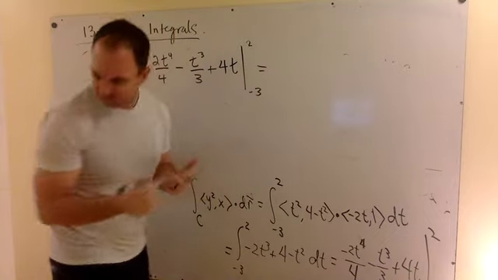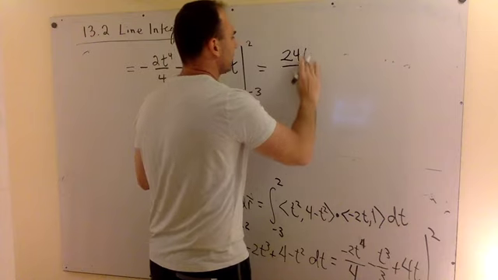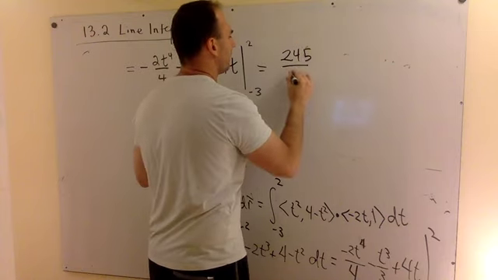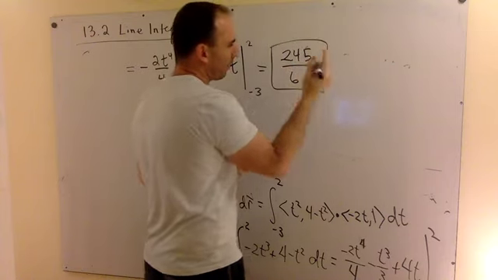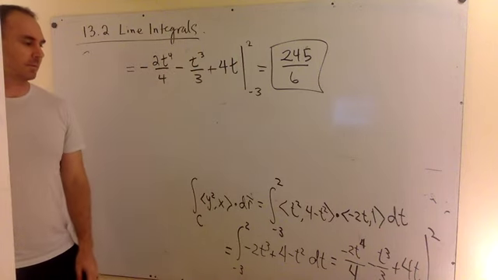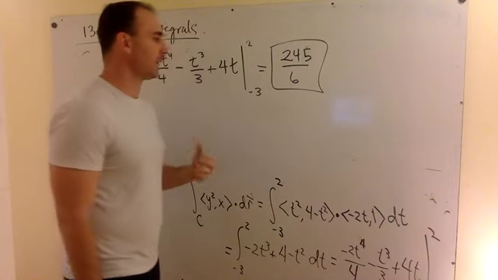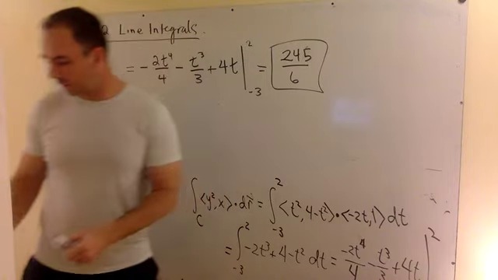I got cut off. I think you get, at least I came up with 245 over 6. Not the nicest number, but that of course tends to happen with these things. They don't end up being the nicest numbers. All right, so that is our first vector line integral.